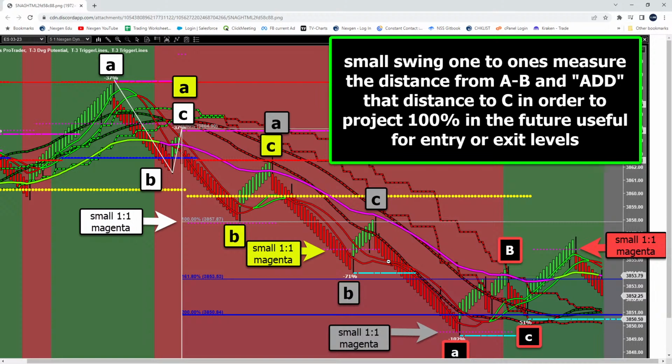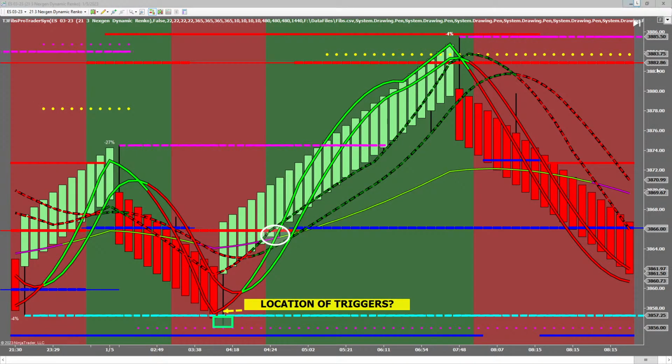So, all it is is a little one-to-one, and again, it could be useful to help you with an entry or maybe a first profit target. I'm not changing anything, but you guys are normally used to the large yellow one-to-ones, correct? That's it. A to B distance added to C. Anyway, just think of it as a one-to-one, not really what creates it.